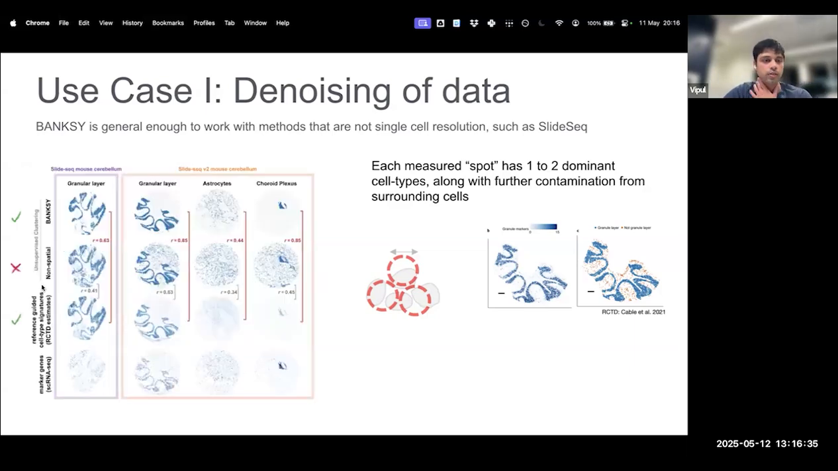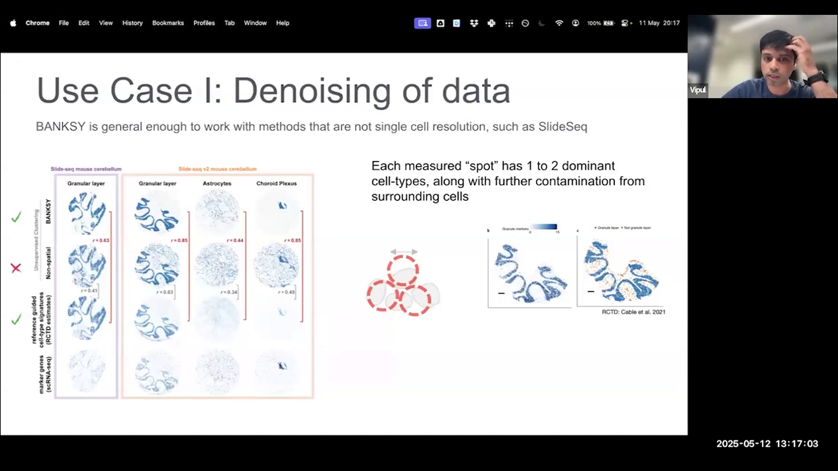And that's what we find, right? So non-spatial clustering, as expected, labels granule cells, but also a bunch of other cells that are not granule cells as granule cells. RCTD, as expected, does beautifully. And BANKSY is also able to bootstrap the problem in a reference data set free way and label the granule cells accurately. And it does so for a bunch of other cell types as well, right? So this was very nice to see.